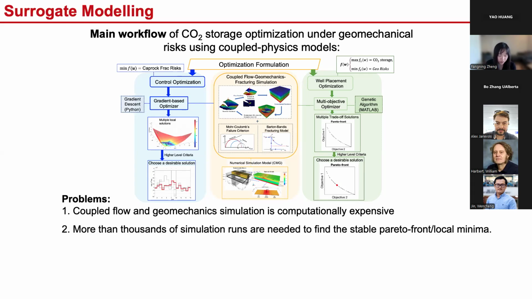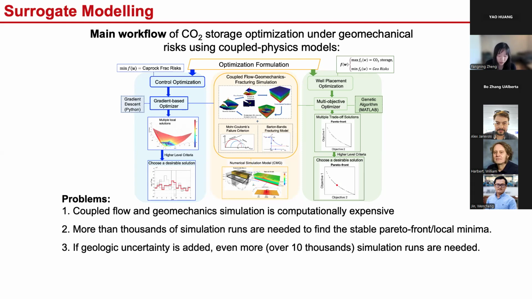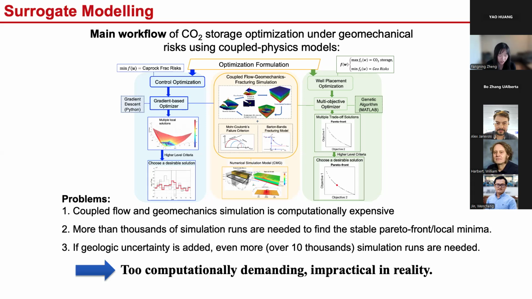Moreover, when we are performing optimization, usually it requires more than thousands of simulation runs to be evaluated to get to the optimal solution. And what's even worse is that when geological uncertainty is considered in the whole workflow, 100 times or even 1,000 times more simulations are required. So this comes to a conclusion that optimization is too computationally demanding, and it's almost impractical to run in reality, even with the help of parallel running.